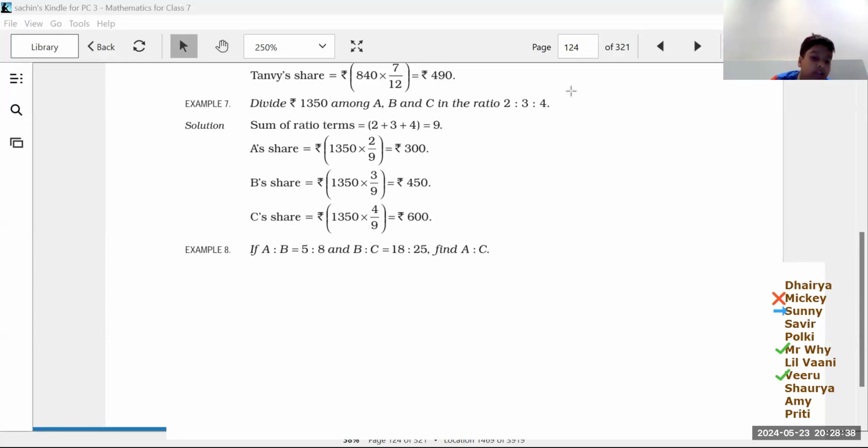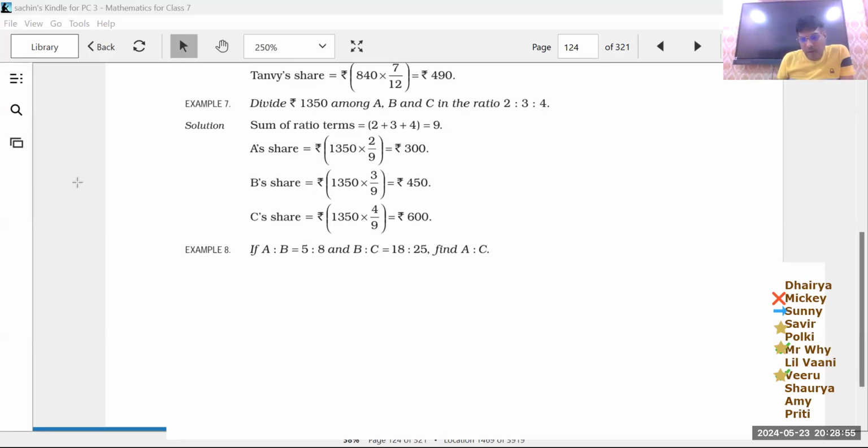Sir, can you make this a star question? Yes. Ma'am requests you to kindly make this a star question. Though it's an easy question. It's not tough.